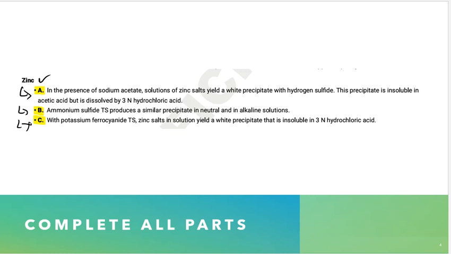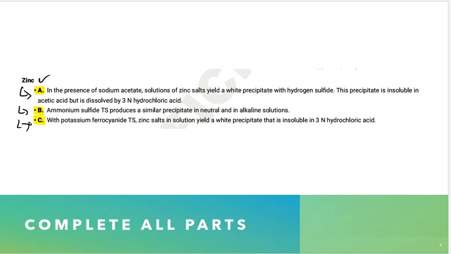Ammonium sulfide, TS, produces a similar precipitate in neutral and alkaline solutions. And then in C, with potassium ferrocyanide, zinc salts in solution yield a white precipitate that is insoluble in 3 normal hydrochloric acid. So all 3 of those would have to be performed, documented, and we would report observations on what we saw. All 3 of those we would sign off on, unless it tells us otherwise in the specific monograph that we were working out of.